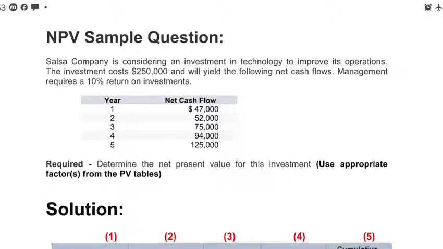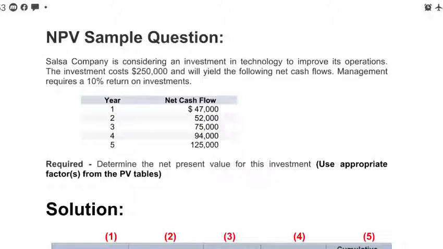Okay, see the table. For this proposed investment, the cost of the investment is $250,000 and the investment will generate this net cash flow for the period of 5 years. In year 1, the investment will generate $40,000, year 2 $50,000, year 3 $75,000, year 4 $94,000, and year 5 the investment will generate $125,000.